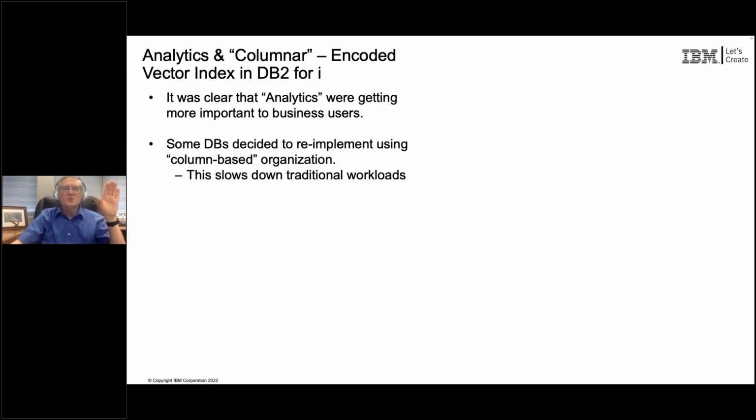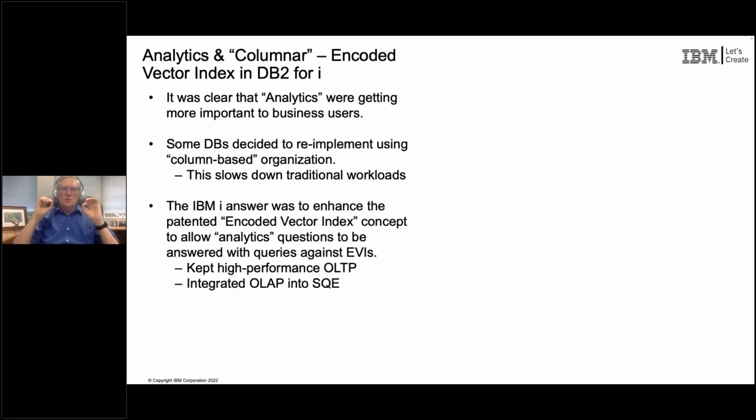But that slows down traditional workloads. And of course, most of the workloads that do most business still have to have traditional workloads as their basis, right? Transactions are the key to business. So the IBM i answer was to enhance our row-level transactional focus with something called an encoded vector index concept that sat over the top of that, which would allow us to do analytics or columnar-based things without incurring the penalty of having to reorganize and restructure the database.